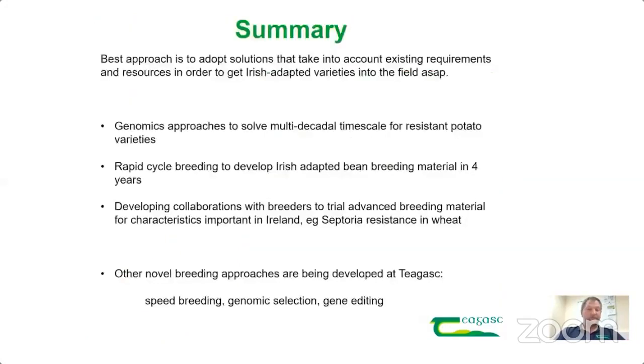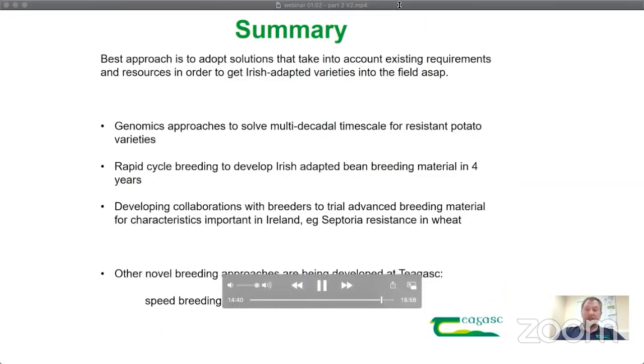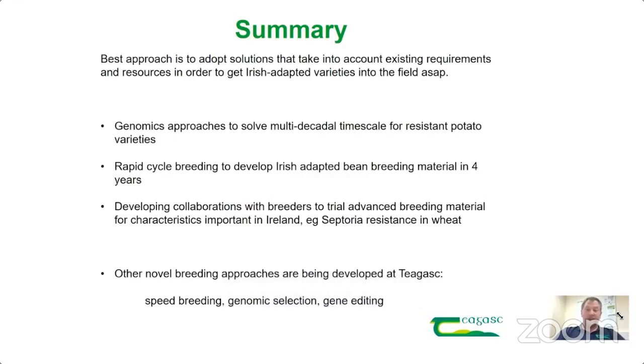So I hope I've shown you that although breeding can seem frustratingly slow, at Teagasc we're really focused on developing solutions to reduce the timescales and increase the targeting of varieties for Irish tillage systems. The solutions we're adopting vary from case to case depending on the situation and resources already available for that crop. So, for instance, where we have control of the breeding programs in potatoes, we can develop genomics approaches to increase speed and precision.